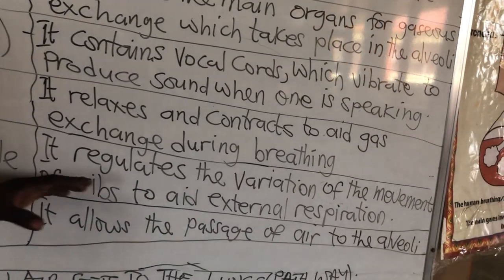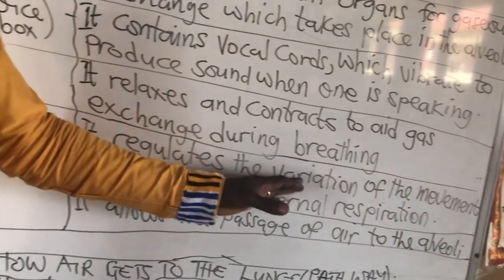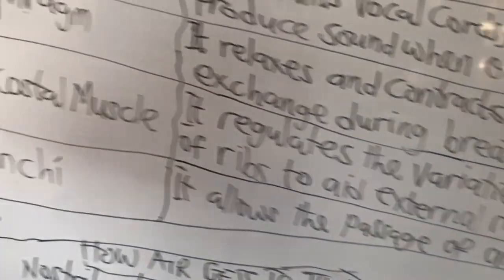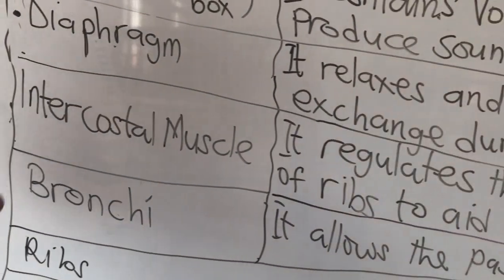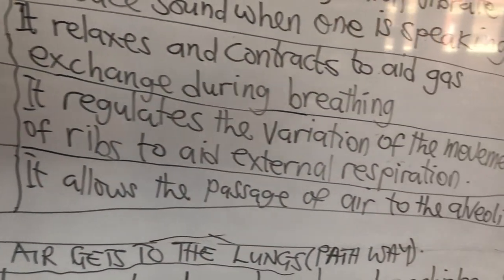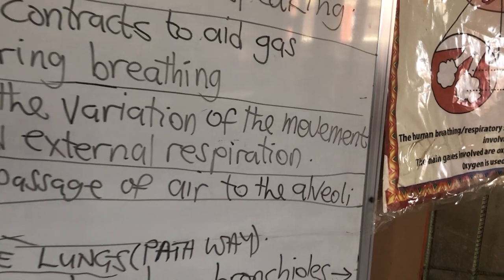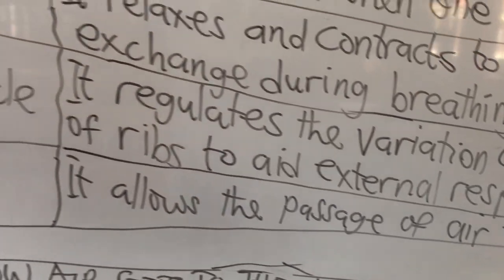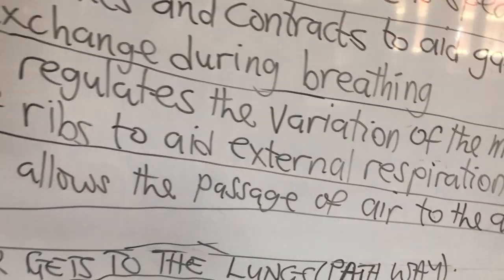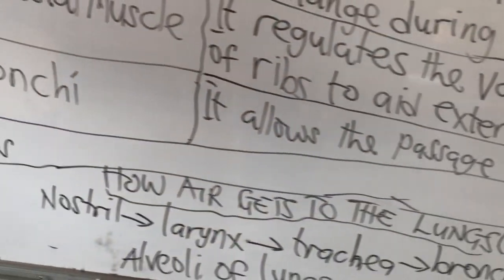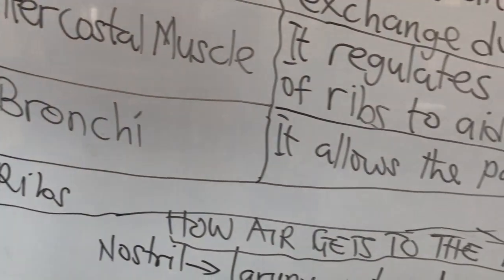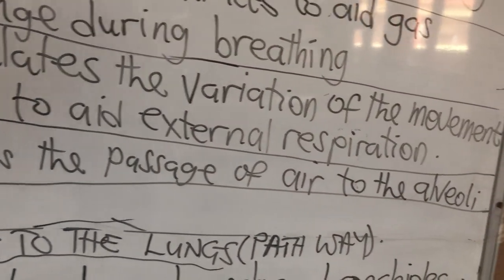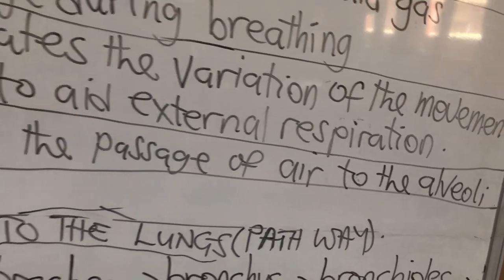The intercostal muscles regulate or control the changes in the movement of ribs to aid external respiration. Now, external respiration simply means the intake of oxygen from the atmosphere to the lungs and the release of carbon dioxide. That is external respiration. We also have the bronchi, which allow the passage of air to the alveoli, which are linked to the lungs. And we have the ribs. As I've already explained, the ribs protect the internal organs of the respiratory system.